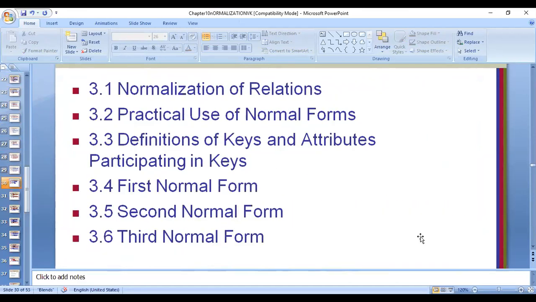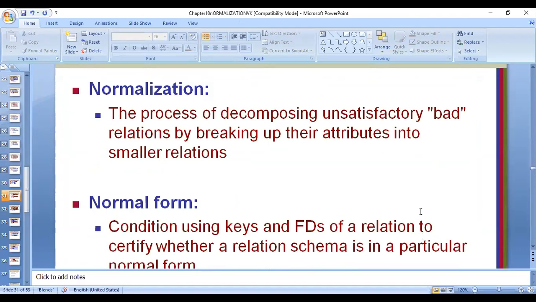Normalization of relation. First, let us define what normalization is. Remember, from the exam point of view, this is a very important question. For 2 marks, they will ask you the definition of normalization. The definition goes like this: the process of decomposing, meaning splitting, unsatisfactory, bad relations by breaking up their attributes into smaller relations.